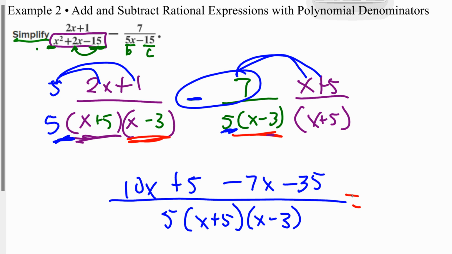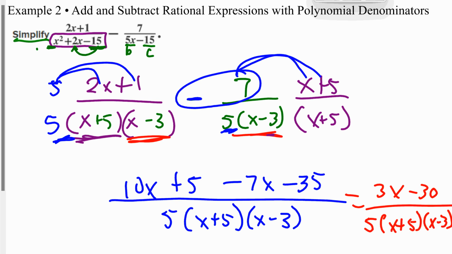Now I can just combine like terms. I get 10x minus 7x is a 3x, and then 5 minus 35 is a negative 30, and then over this common denominator, and you can just leave this in factored form like that.